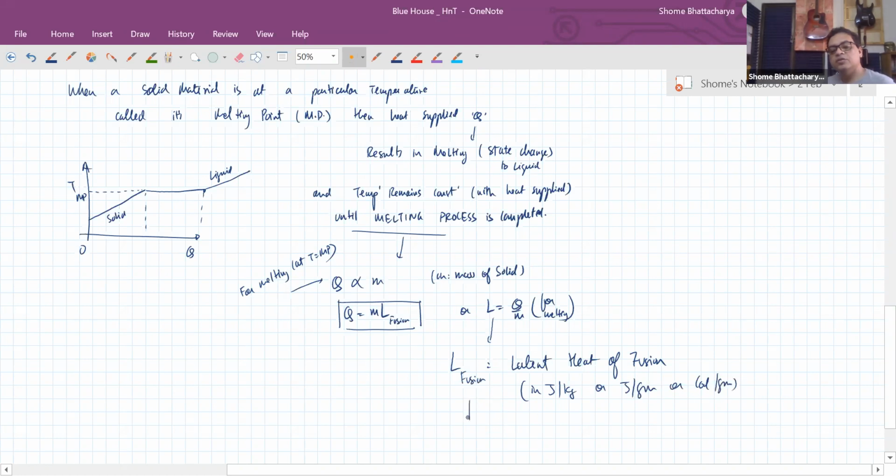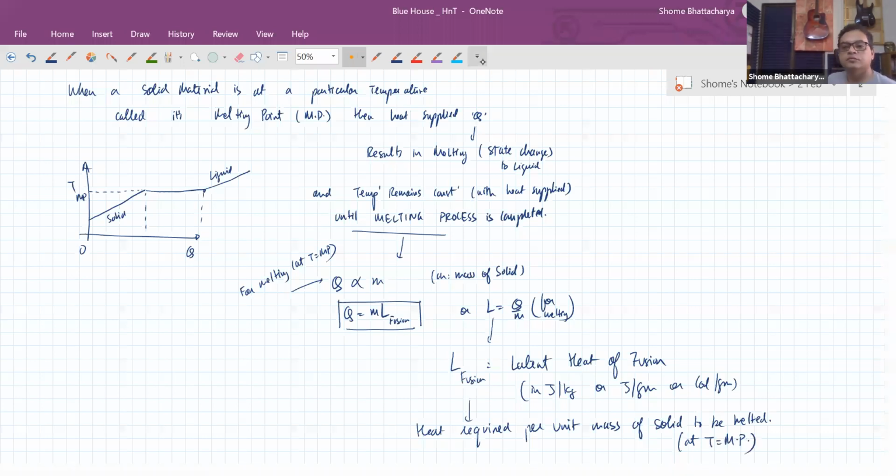So latent heat of fusion is the heat required per unit mass of solid to be melted at the melting point. Okay, just note this down first. I'll take you back to the last slide.